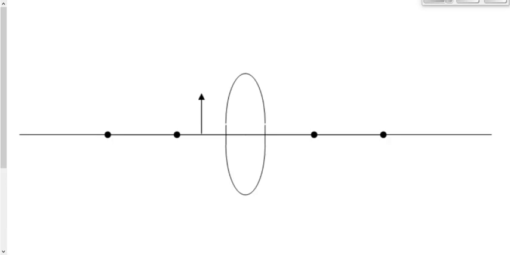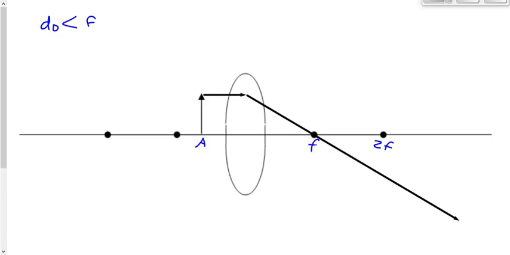Next one. This time the object is really far in. Mr. Aiello is really, really close to the lens. He's closer than the focal length. DO is smaller than F. Let's draw those rays of light shining off of Mr. Aiello's head here. First ray comes off his head, parallel to the principal axis, and it goes down through the focal point.